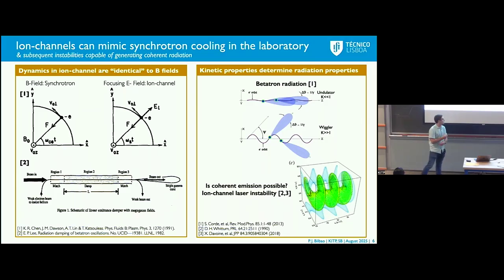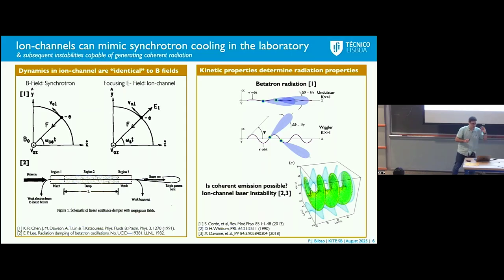And so what we're going to do is, instead of having a magnetic field that is going to provide the centripetal force for the gyration, you have a region with high positive charge. It's going to provide an electric field pointing outwards, and that's going to provide the same centripetal force. And that we can do in the laboratory.